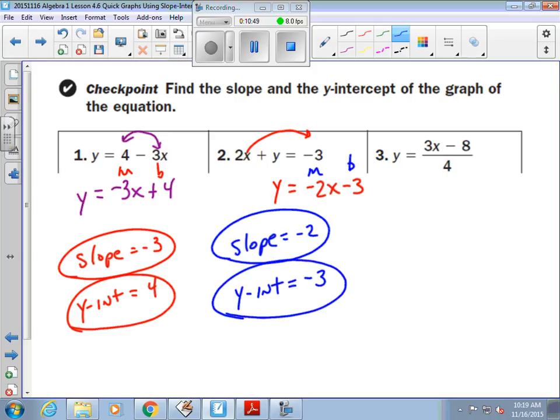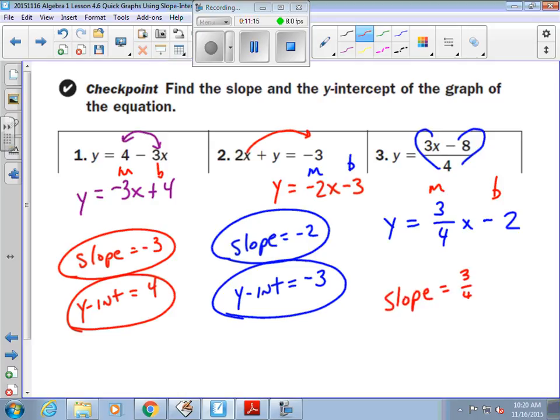Negative 2, negative 3. Number 3 says y equals 3x minus 8 over 4. This gets divided by 4, so 3/4 x, and this gets divided by 4, negative 2. Now it says y equals mx plus b, where your slope value is your m value, that is 3 over 4, and your y-intercept is your b value. Remember, the sign goes with it, negative 2.